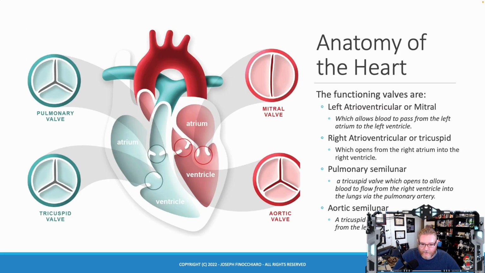The functioning valves of the heart are the left atrioventricular or mitral, which allows blood to pass from the left atrium to the left ventricle; the right atrioventricular or tricuspid, which opens from the right atrium into the right ventricle; the pulmonary semilunar, a tricuspid valve which opens to allow blood flow from the right ventricle into the lungs via the pulmonary artery; and the aortic semilunar, a tricuspid valve that opens into the aorta from the left ventricle.